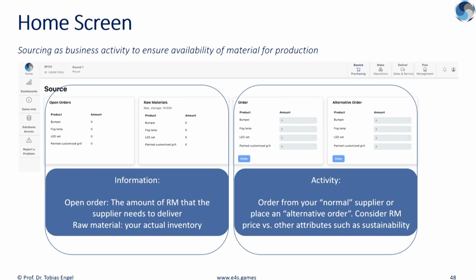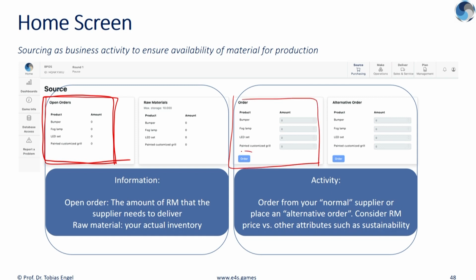If you click on source, you have, for example, one field that is for information. That's your report, open orders. Whenever you place an order, you can see those fields differ. Here you've got an order button and you've got the light gray fields. Here you can type in the amount of products you want to order. Whenever you send out an order, it will be directly transferred to the open orders, where you can see that.